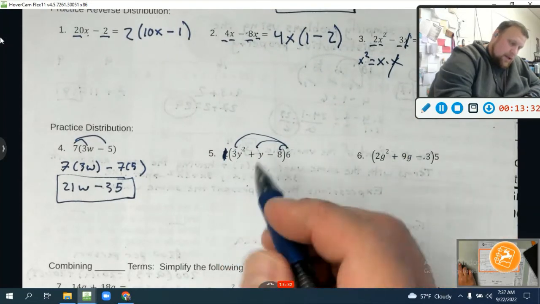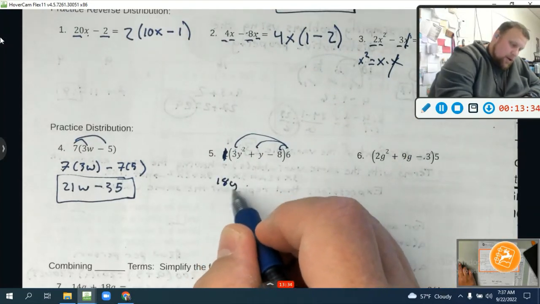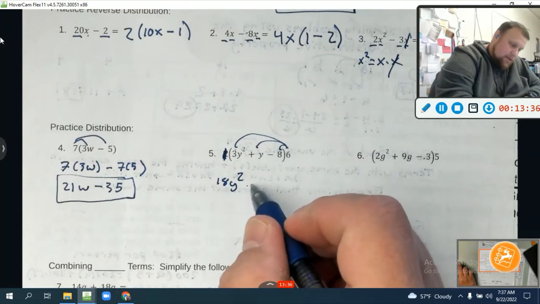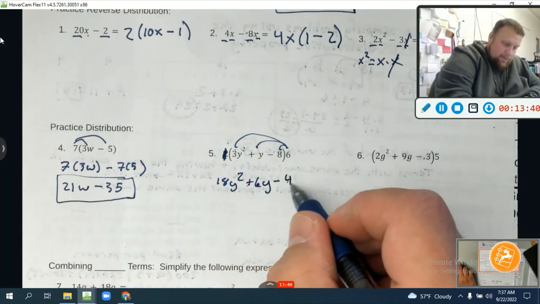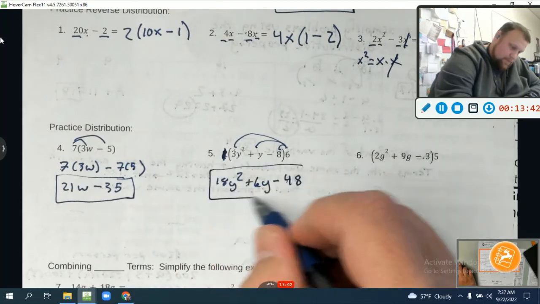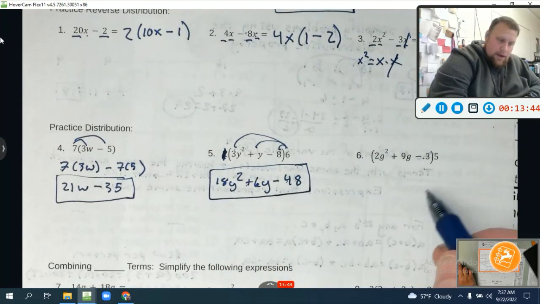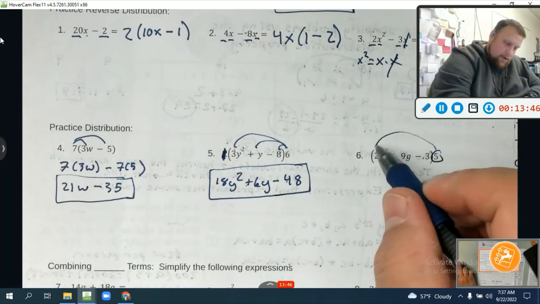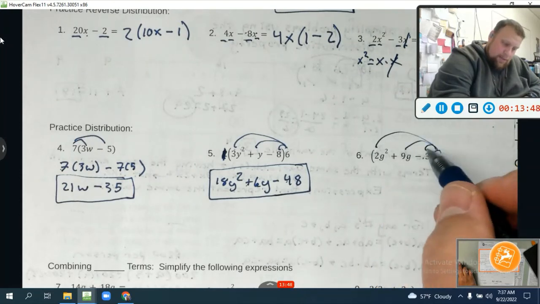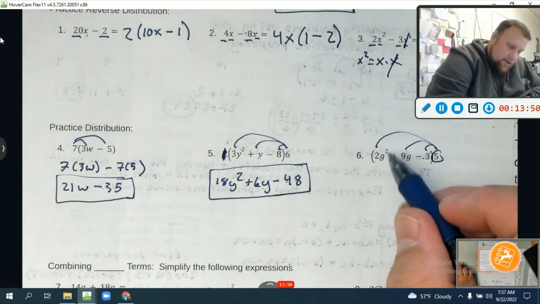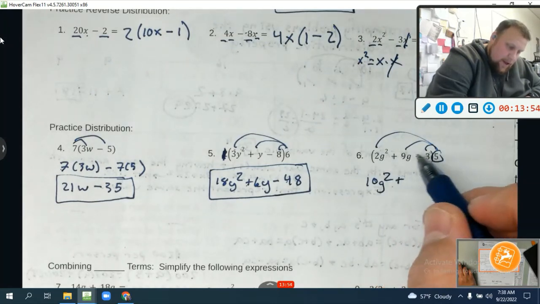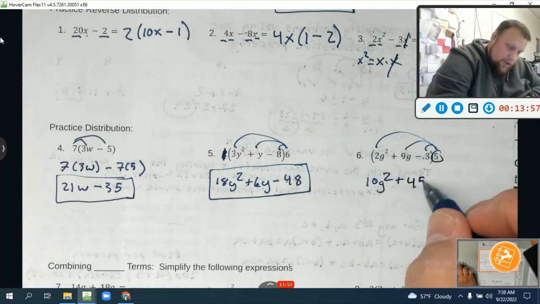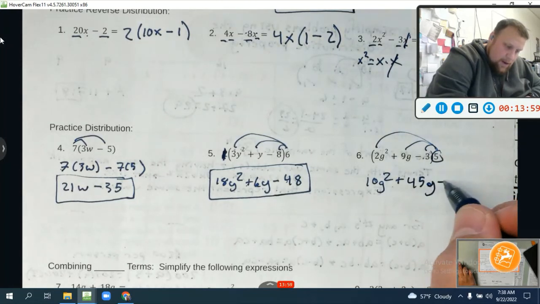And this would be 6 times 3 is 18y squared. 6 times positive y is plus 6y. Minus 6 times 8 is 48. And same deal here. It's just on the other side. It really doesn't make a difference. 5 times 2g squared is 10g squared. Plus 5 times 9 is 45g. And then a minus 5 times 3 is 15.